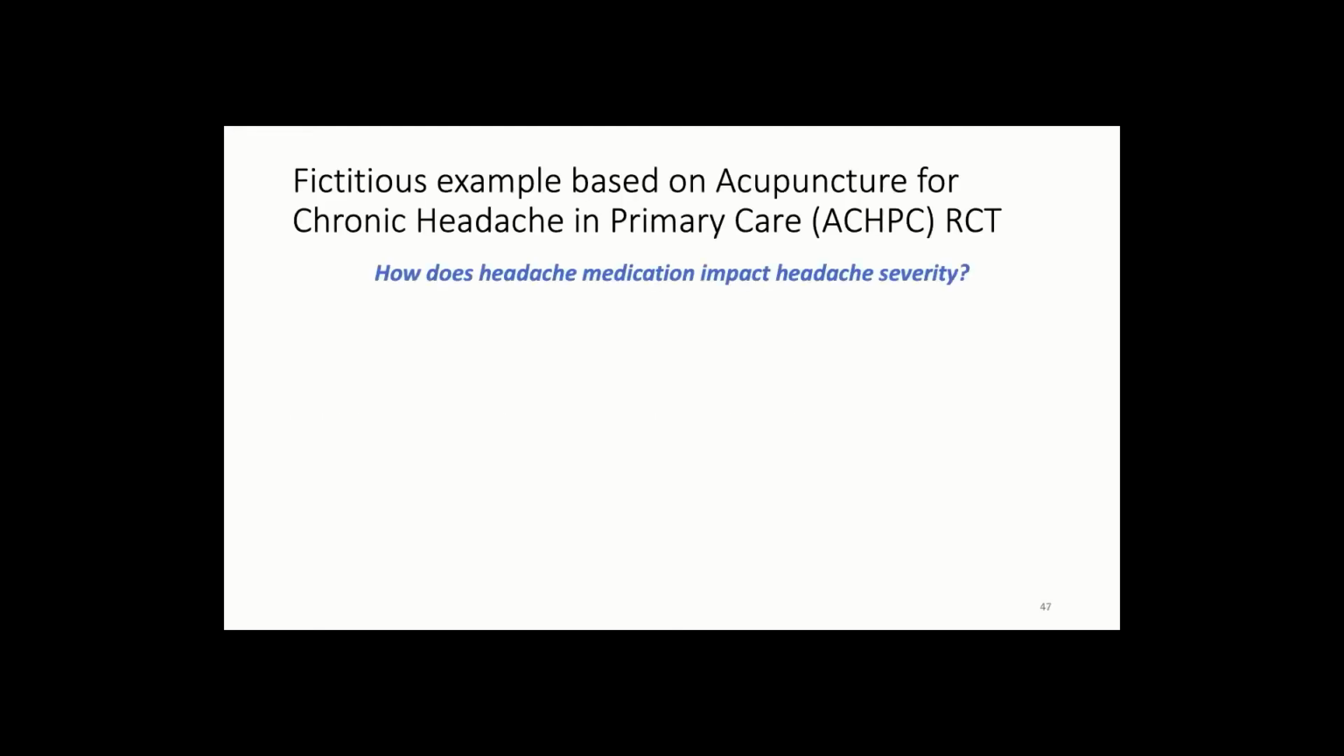Okay, specifying superlearner examples. These are all in the context of causal effect estimation. And here's a fictitious example based on this acupuncture for chronic headache in primary care randomized control trial. So here's our clinical question of interest. How does headache medication impact headache severity? And we want to answer this question with respect to adults who have chronic headache.